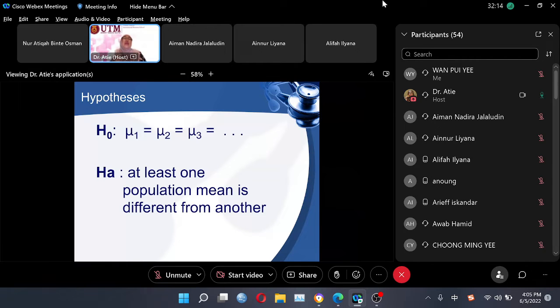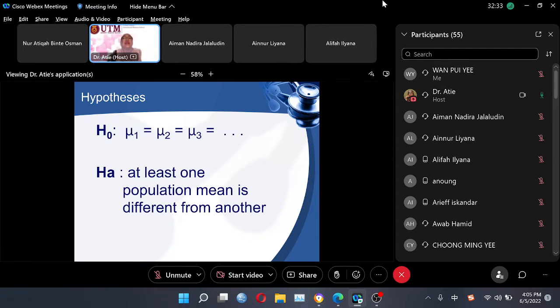the assumption. Why do you need to use ANOVA? That is the first step. And then the second step, you need to write your hypothesis, all right? So you need to write your H0 and also your HA. A little bit different from what we had before.